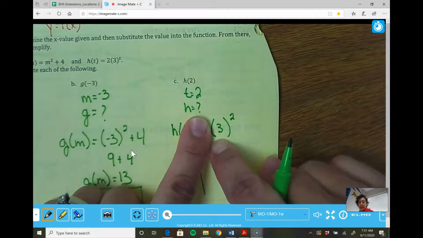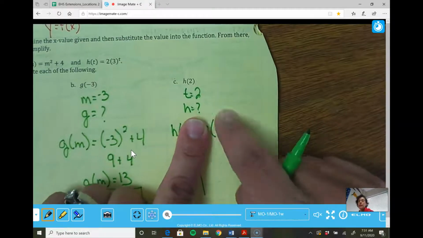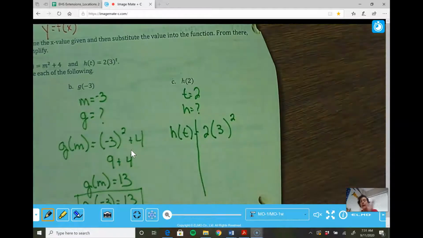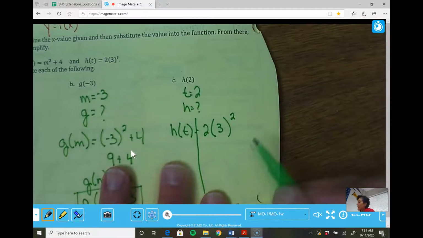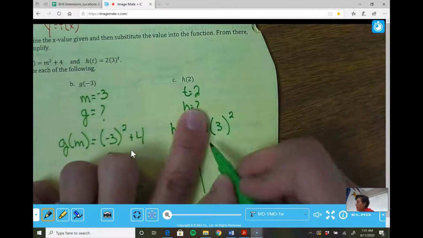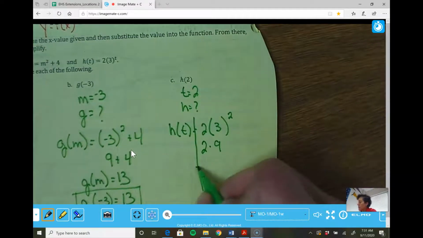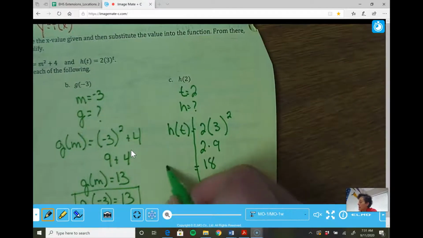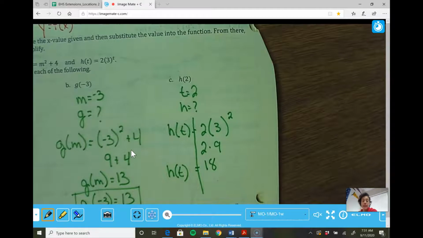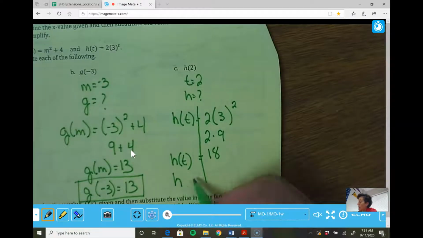Because again, anytime you take something to a power, it's really a good idea to wrap it in parentheses, so your calculator, if you do use your calculator, knows what you want. After that, I do exponents. So that's 3 squared, which is 9. And then I'll take the 9 times 2, finishing this up, and I get 18. So again, good way to write the answer is this. The best way: my function h, when t is 2, gives me an answer of 18.